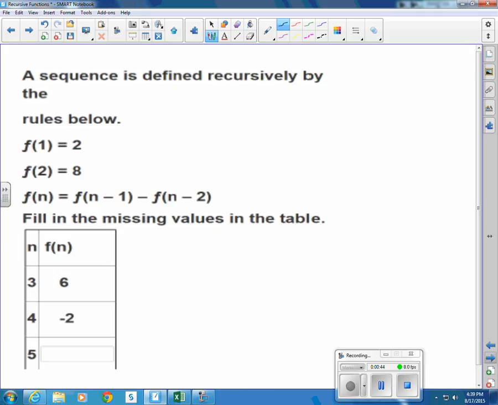For example, to find the third one, we go to the second one, which is 8, and we subtract the first one, which is 2. So we have this one is 8, and this one is 2. 8 minus 2 is 6.